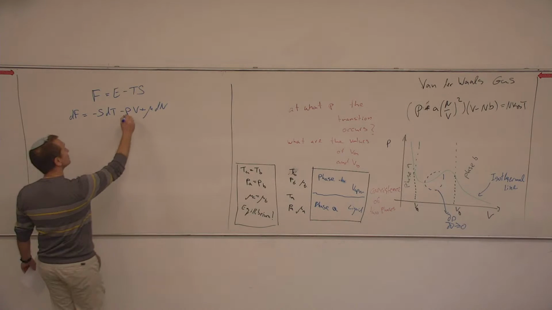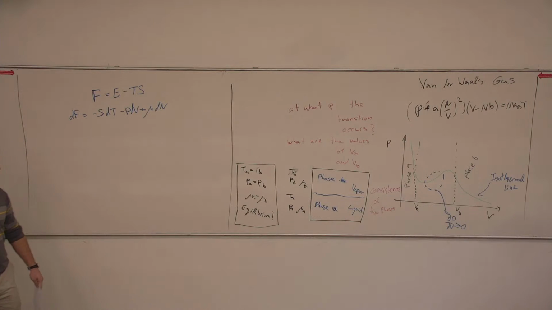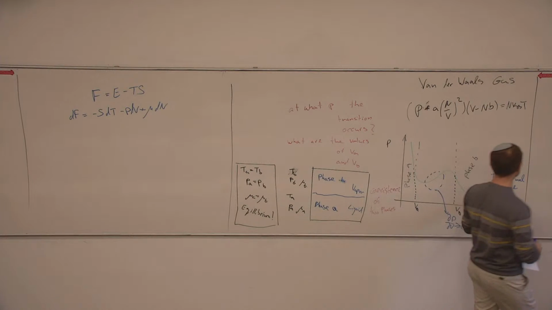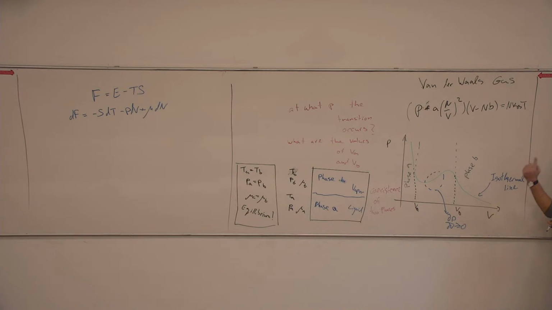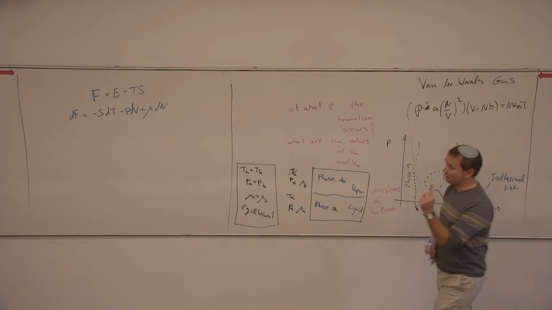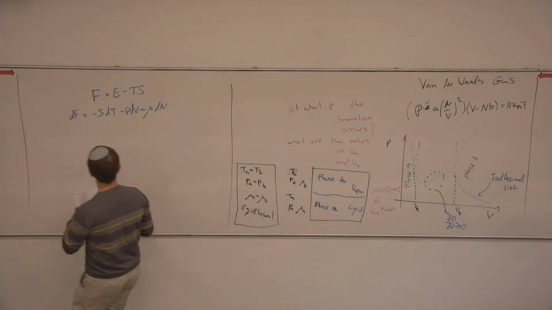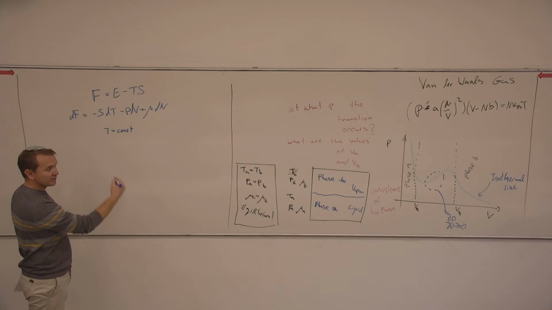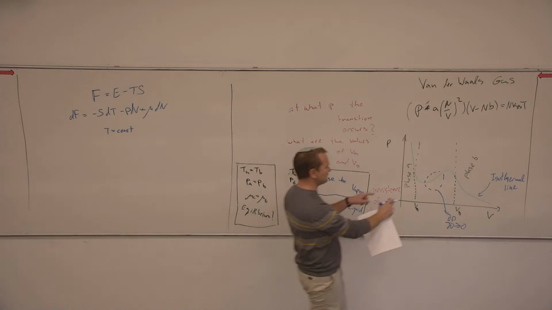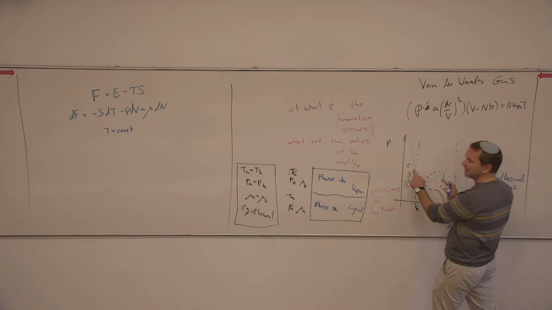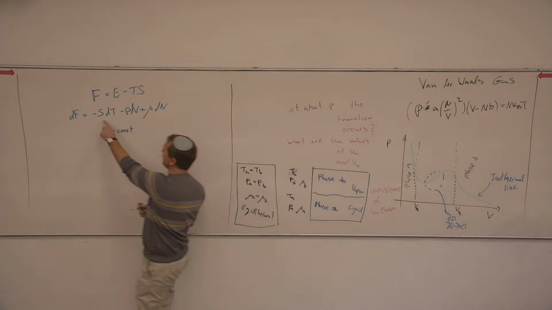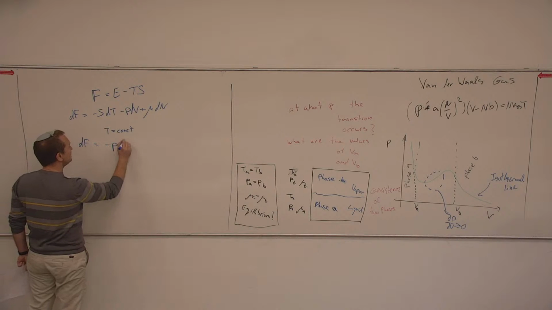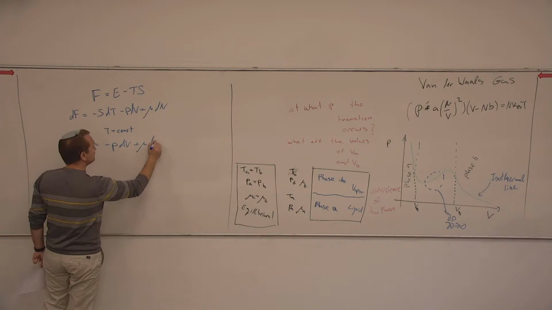PdV? PdV, yes. Okay. Now, because I'm working on an isothermal line, I picked a specific temperature, and the temperature is constant, so T equals constant, all over the line, not just on this specific point, but all over the line. I kick out this minus SdT term, and I'm left with dF equals minus PdV plus mu dN.